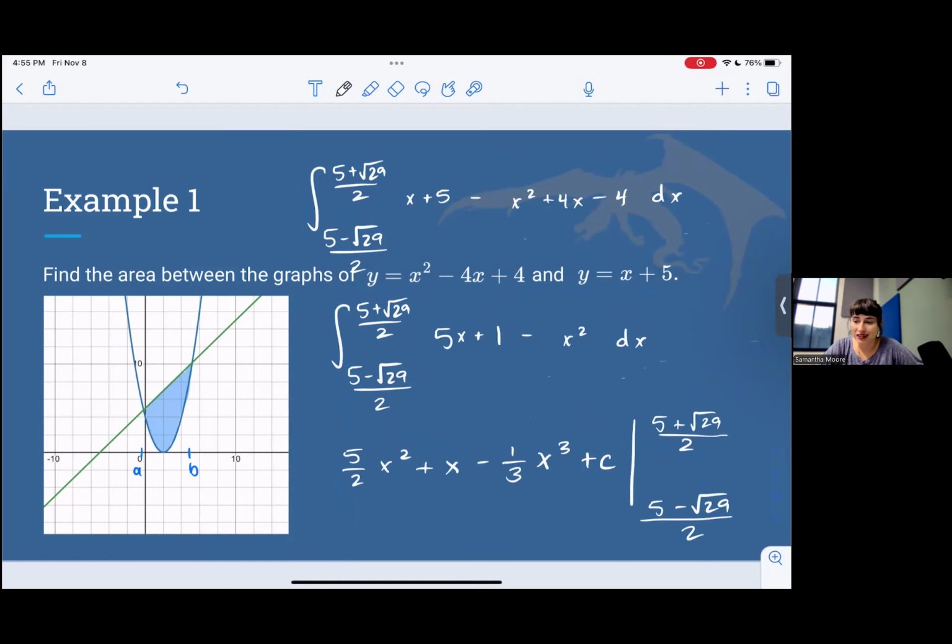Right about here is where things get super messy because of our values for A and B. So this is where, if you're wanting to get a nice numerical answer that gives you some intuition, go ahead and just plug this into your calculator. So plug in 5 plus root 29 over 2 into this function, plug in 5 minus root 29 over 2 into this function, and subtract them out. Okay, cool. So that is our first example of finding some sort of area between the graphs of two functions.